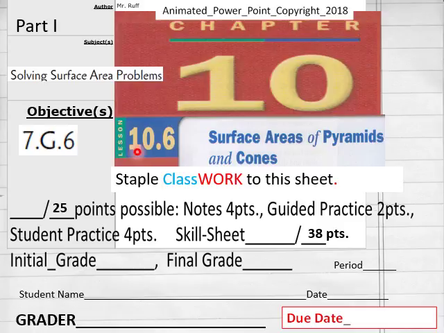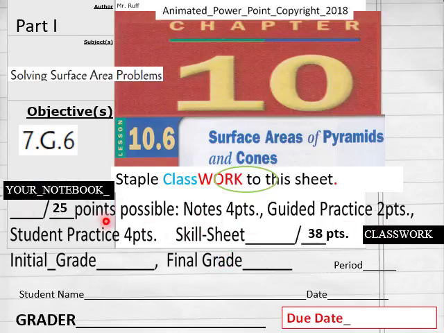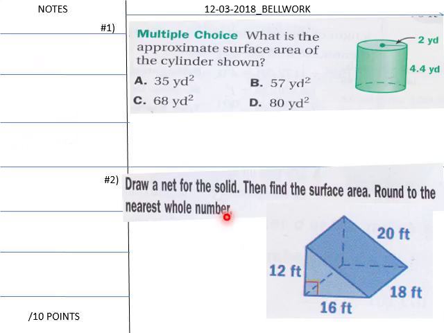And today's lesson is 10.6, surface areas of pyramids and cones. We have a 38-point classwork sheet today, and then we have 25 points here of note-taking. Here's our standard, and then surface area problems.